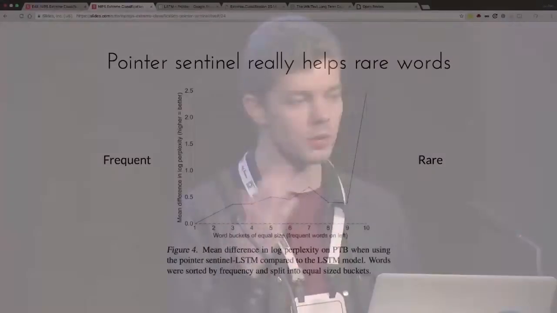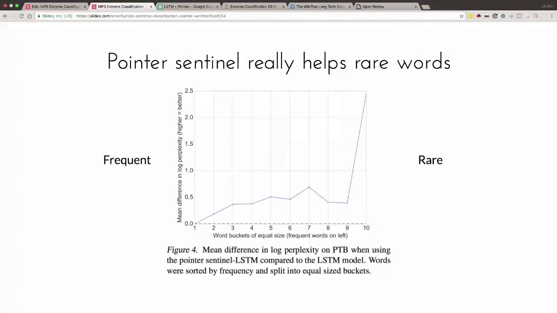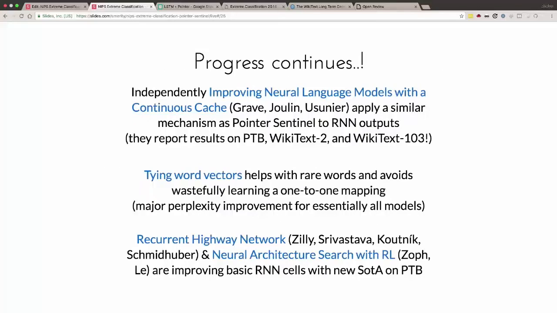Here we have basically a bucketing of the vocabulary, so most frequent words on the left and least frequent words on the right. And you can see that the gain in perplexity is far better for these rare words. So it's basically saying if the word is rare, you're going to be doing better with it on the pointer model. And this progress is all continuing.